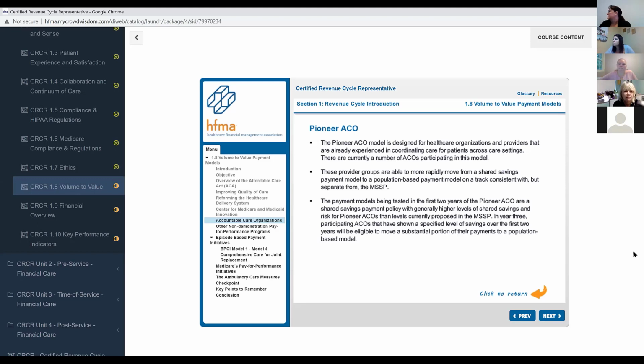They can participate in shared savings, and by being a Pioneer ACO, in the first 2 years of the ACO, you have a higher level of shared savings, and in year 3, you can participate in a higher level of savings, and you can move into a more population-based model.